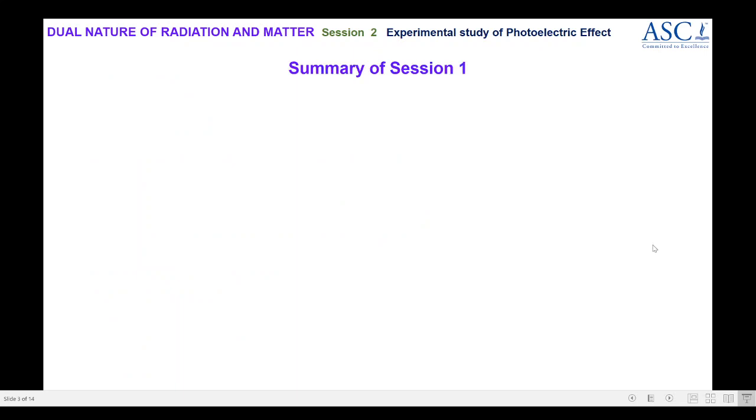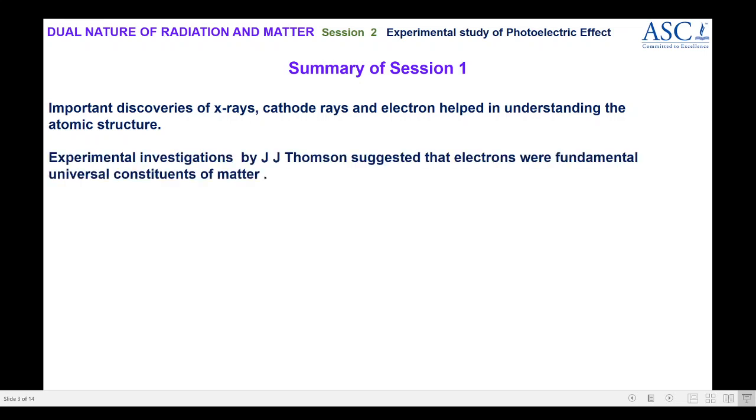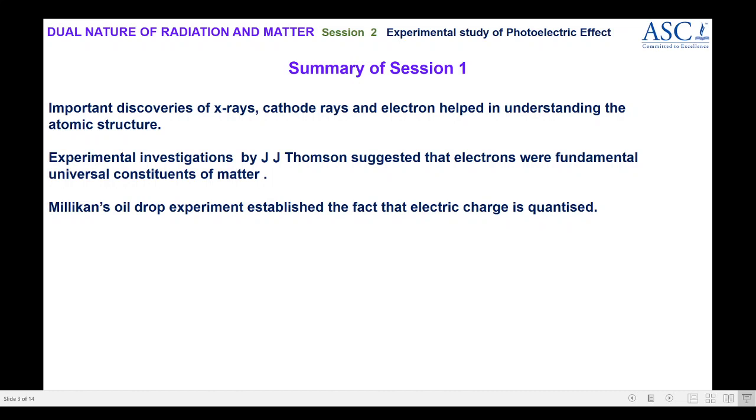Before starting today's session, let me summarize the previous session. In the previous session, you have studied about important discoveries of X-rays, cathode rays, electrons, which helped in understanding the atomic structure. And then various experimental investigations were done by J.J. Thomson, which suggested that electrons were fundamental universal constituents of matter. Millikan's oil drop experiment established the fact that electric charge is quantized.